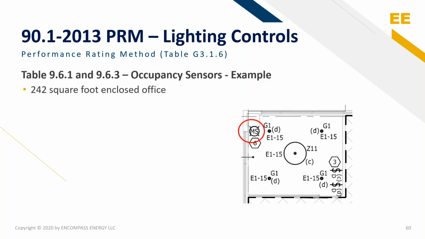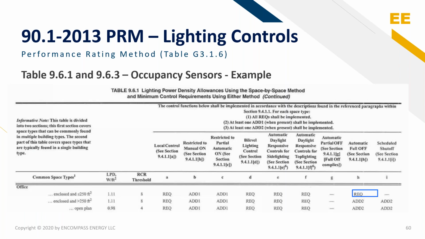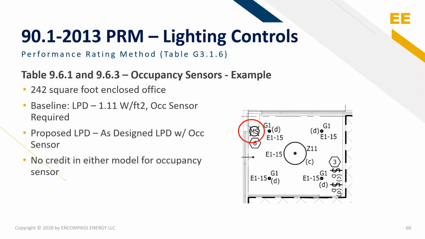So as an example, just quickly, there's a 242-square-foot private office that's got all these fixtures, and it has a multi-scene occupancy controller. So in that case, you fall under automatic full off. You require an occupancy sensor, so you have to have one. You get 1.1 watts per square foot, and the proposed is as per the design. You take no credit for the occupancy sensor in either model. So you have it there, you meet the requirement, no credit taken.